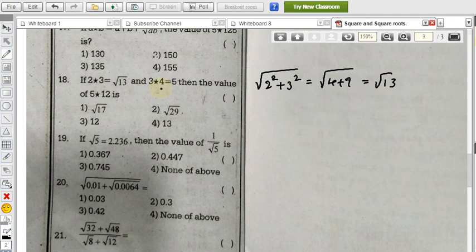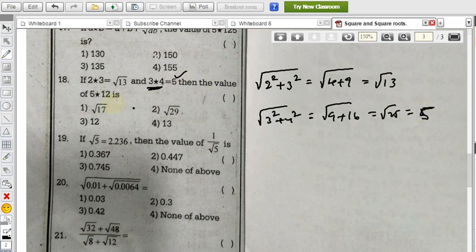3 into 4 means 3 square plus 5 square, again root 25 will come. Similarly, the symbol notation is this, square root of 3 square plus 4 square, 9 plus 16, and root 25, that is 5. So we got 5.